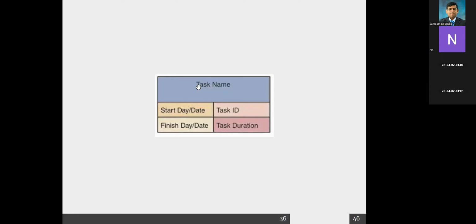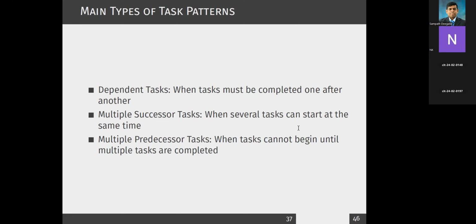Okay, let me give you an example. Let's say conducting interviews. So you can put a task ID. Let's say it's the first one, so we put 1. Okay, how long will it take? Let's say 5 days. Let's say you start with day 1, then you finish with day number 5. So similarly, you can put everything in a box like this, right?